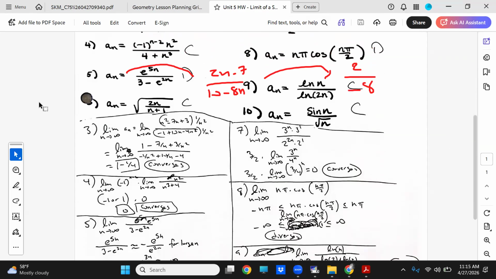This is either -1 or 1. You could just push that off to the side, let it be its own thing, and focus on n squared over n cubed plus 4, which I know converges to 0. The other one's between -1 and 1, but you're multiplying 0 to it, so it just converges. So 4 is going to converge again.